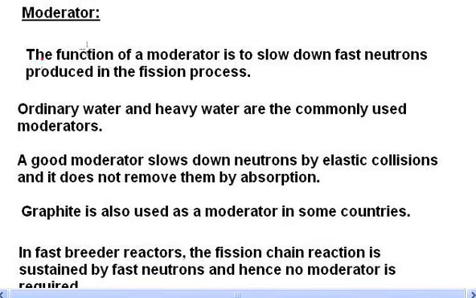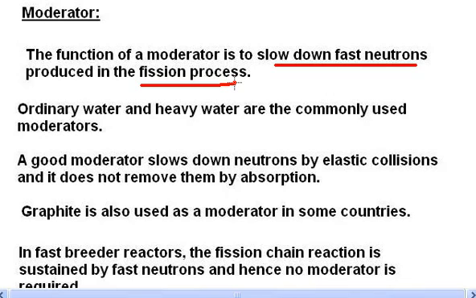Now let's study about the moderator. See, the function of the moderator is to slow down the fast neutron. Please make a note of this point. The function of the moderator is to slow down the fast neutron that is produced in the fission process, because when the fission process is happening in the nuclear reactor, fast neutrons are produced, but when fast neutrons are present, then controlled nuclear reaction is not possible. In a nuclear reactor, always controlled chain reaction should be there. So in order to sustain the controlled chain reaction, the fast neutrons are slowed down.